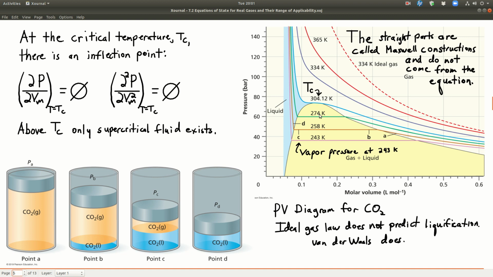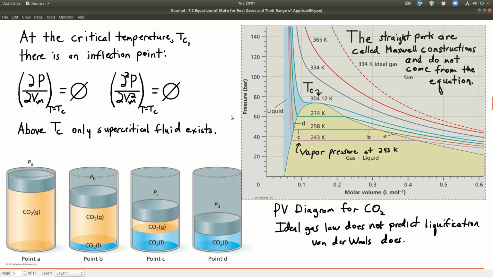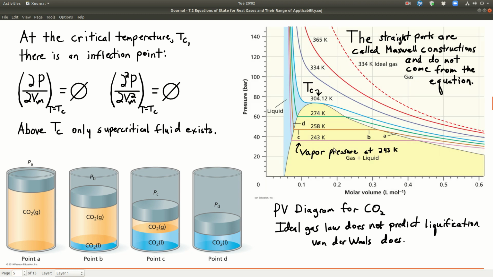So what happens is, as you start increasing the temperature, the pressure at which this line is flat starts going up. The pressure at that point, by the way, is the vapor pressure of the gas or the liquid. So as we start increasing the temperature, we don't hit the vapor pressure until higher pressures, until we get to the critical temperature. Above that, it's all supercritical fluid.